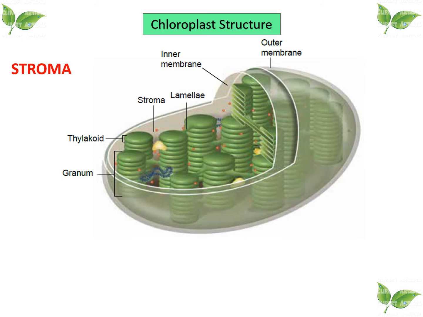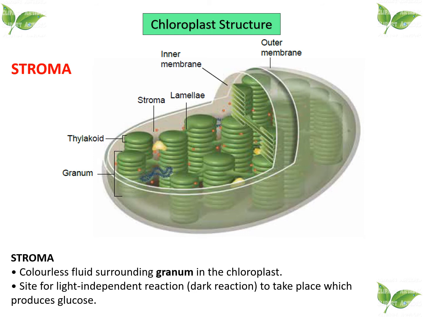Stroma. Stroma is the colorless fluid surrounding the granum in the chloroplast. This is the site for light-independent reaction, also known as dark reactions, to take place, which produce glucose, the product of photosynthesis.